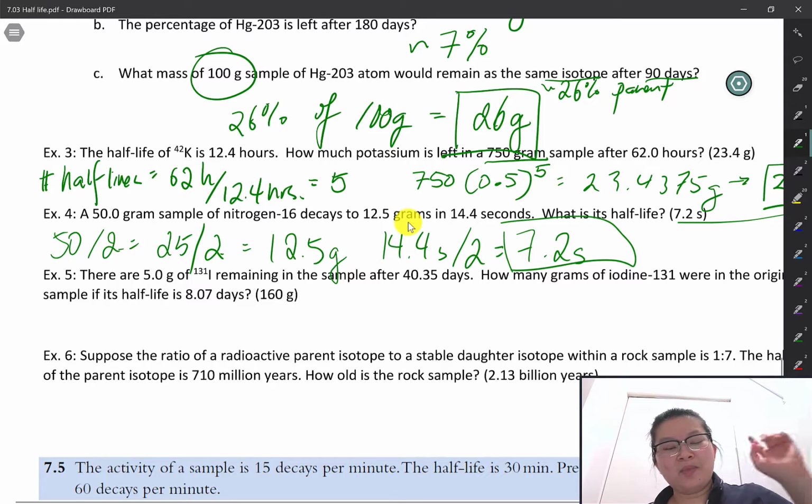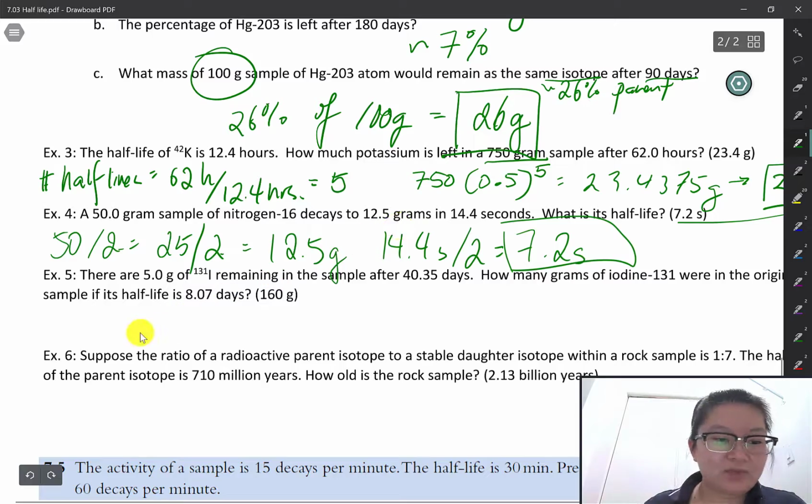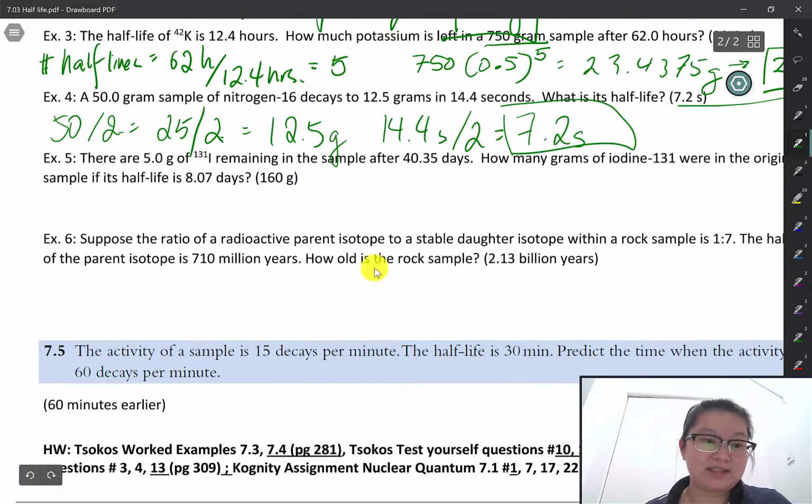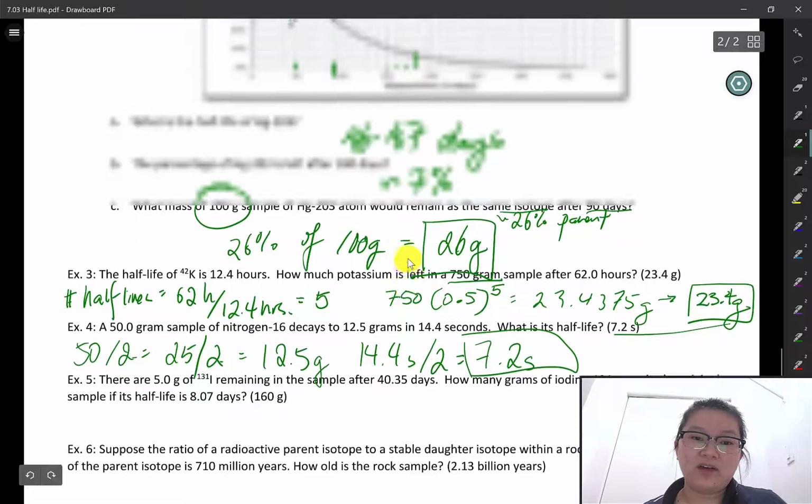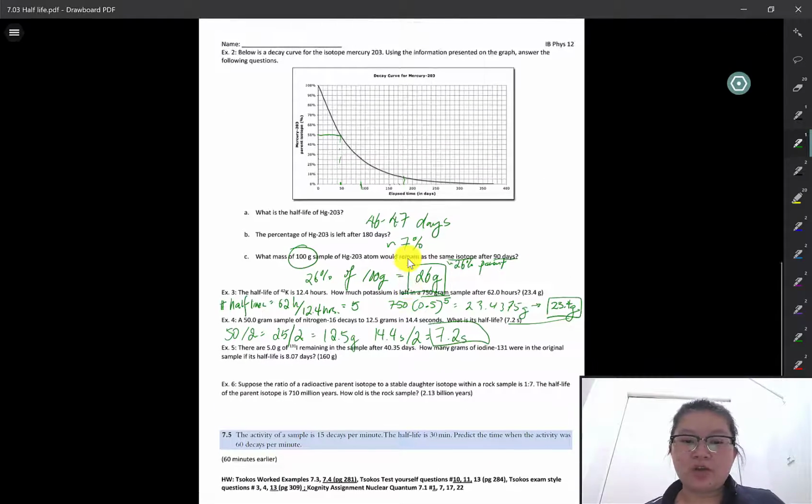I'm going to stop this video here, and do examples 5, 6, and I guess 7 in the next video. There you go, some half-life questions for you. No equations, just basically your understanding of what half-life is.